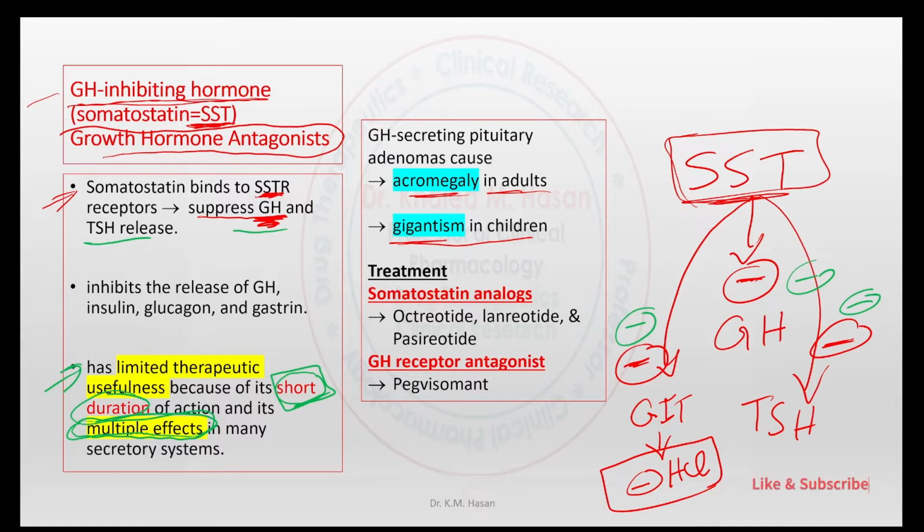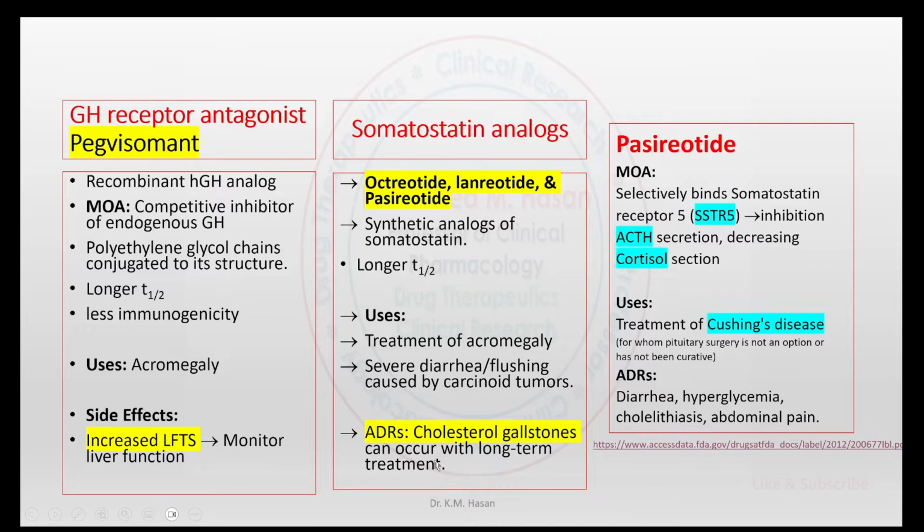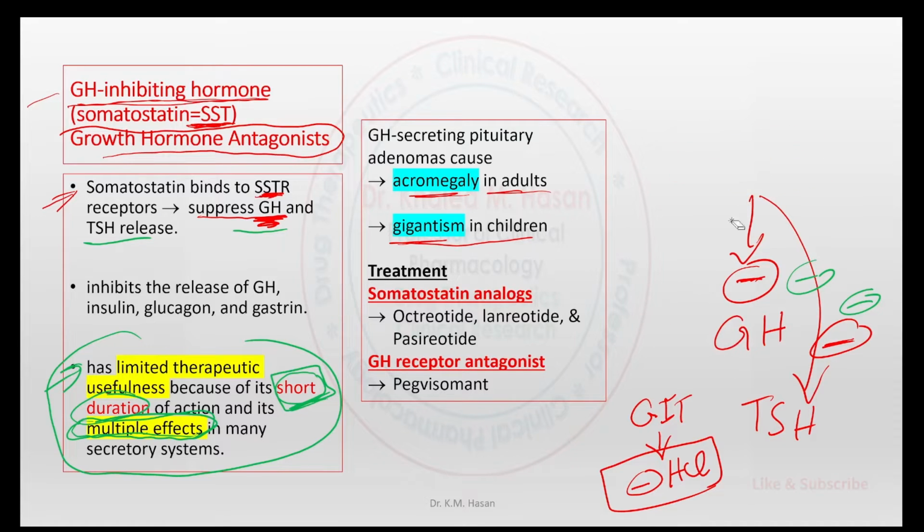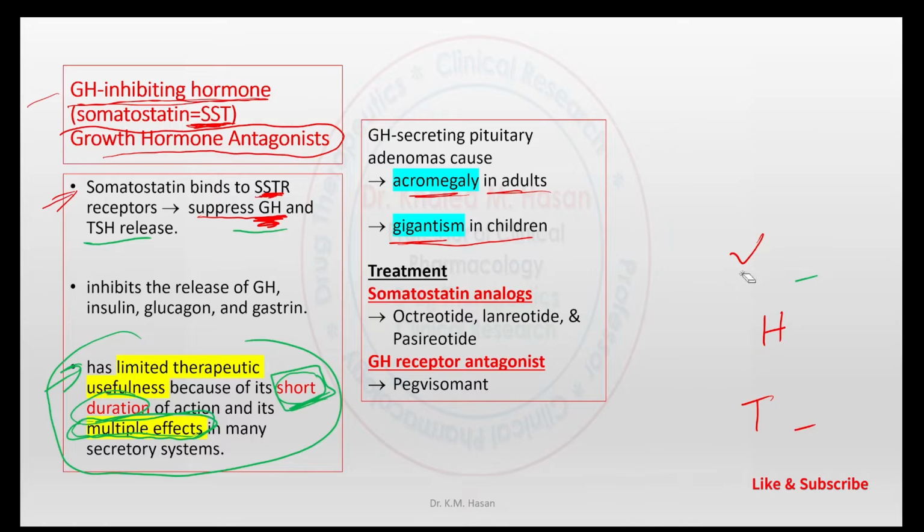As we mentioned, we don't recommend using somatostatin in clinical practice due to its short action and multiple effects. So we can go with something else. From this slide, they remind us what we can use for acromegaly or gigantism. We have two options. Number one, we go with a somatostatin analog, something chemically similar to somatostatin. We have octreotide, lanreotide, then we have pasireotide. These are considered somatostatin analogs.